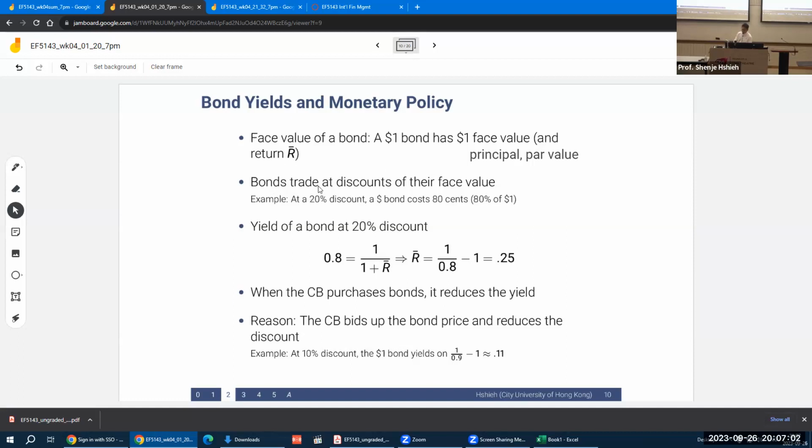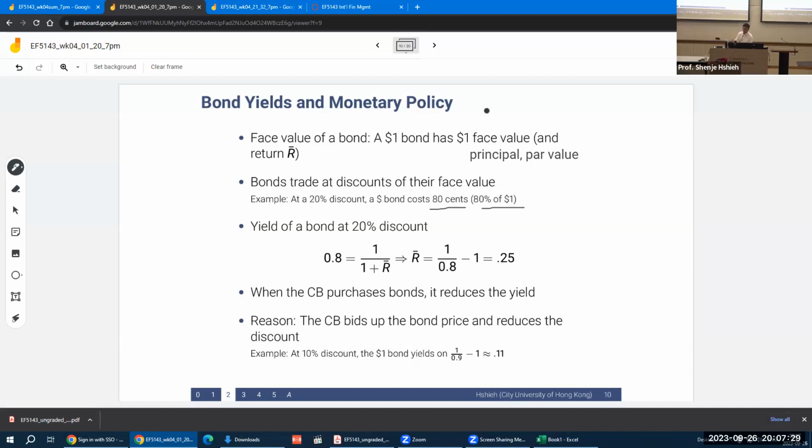Bonds trade at discounts to their face value. It's discounted because it's not $1 today, it's $1 sometime in the future. So a 20% discount means the bond will cost 80 cents of $1. Hopefully these terms aren't confusing. Let me know if they are.